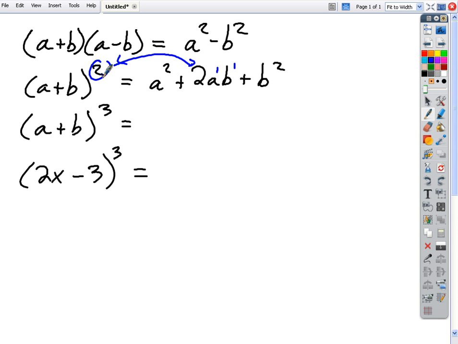Okay, what about a plus b cubed? Yeah, so a cubed, b to the 0, which we wouldn't write. Plus 3a squared b to the 1, good. Plus 3a to the 1, b squared. Good. Plus a to the 0, which we wouldn't write, b cubed.